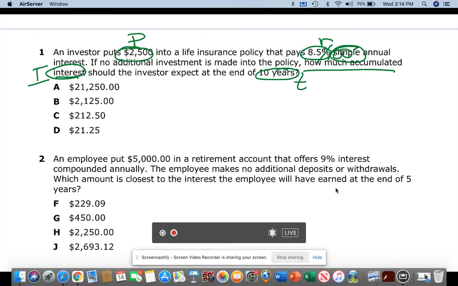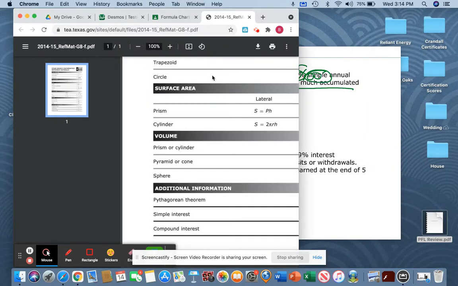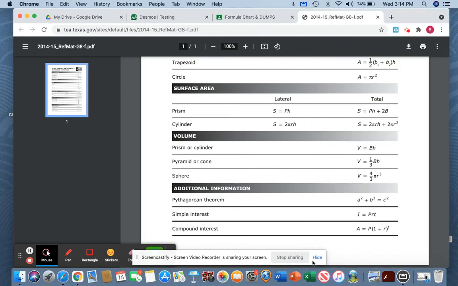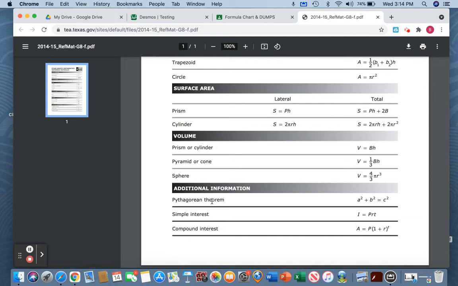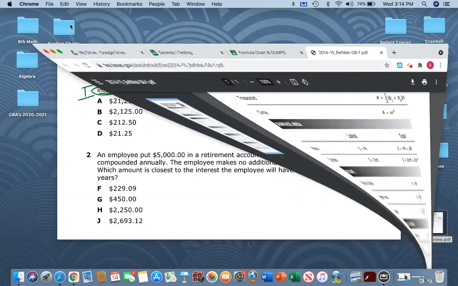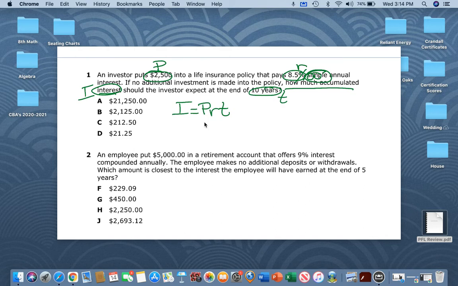Time. So if we look at our formula chart, which you'll have for STAR, you'll have it for everything. You have simple interest down here, and it says I equals PRT. So if Miss Tanner would write that, we can label what P is and what R is and what T is. So P is 2,500. R is 8.5 over 100, because we cannot put percents in decimals. And T is 10 years.